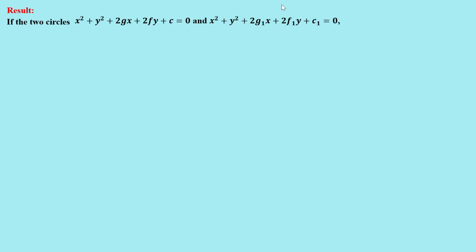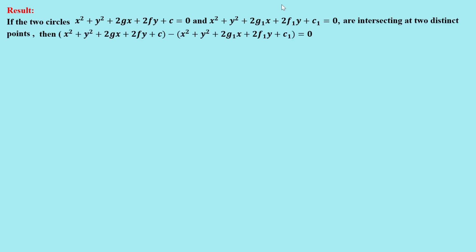If the two circles x² + y² + 2gx + 2fy + c = 0 and x² + y² + 2g1x + 2f1y + c1 = 0 are intersecting at two distinct points, then x² + y² + 2gx + 2fy + c minus (x² + y² + 2g1x + 2f1y + c1) = 0, that is, first circle minus second circle, right?